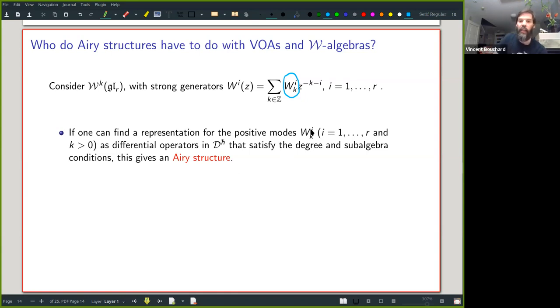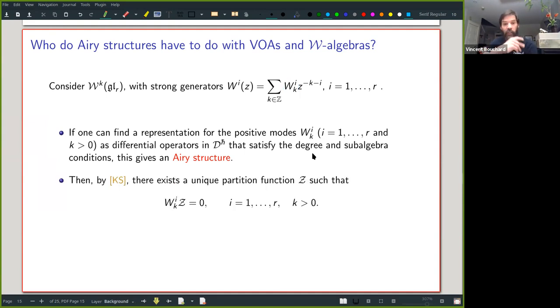Because this would be a case where the vector space is infinite dimensional, countably infinite. You have an infinite set of differential operators, and if they satisfy these conditions, then you have an array structure. So that's good. You're now back in the theory of array structures, and you can use all the results that have been proven there. In particular, you can use Kontsevich-Soibelman's theorem, which says that if you have such a differential operator representation, then there always exists a unique solution to these constraints, which we call the partition function.